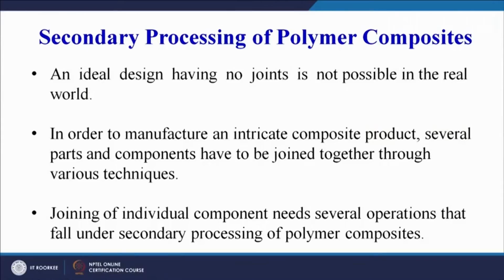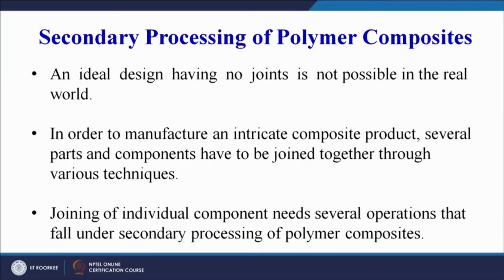So in order to manufacture an intricate composite product, several parts and components have to be joined together through various techniques, and that is the objective of our session, to have an overview of these techniques that are used for joining of polymer matrix composite parts. Joining of individual components needs several operations that fall under the secondary processing of polymer composite. So secondary processing primarily will deal with the joining operations only.